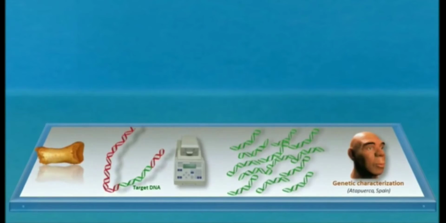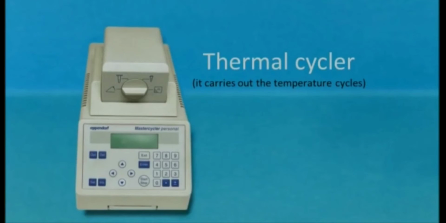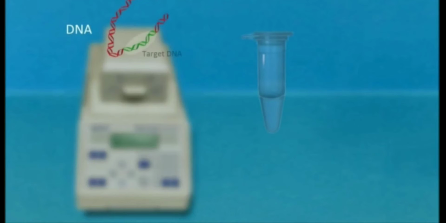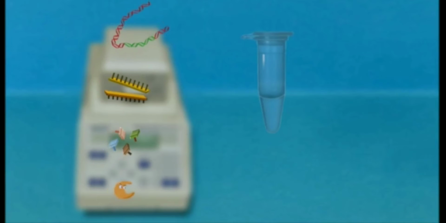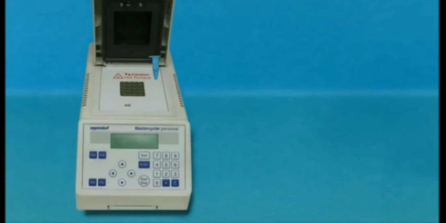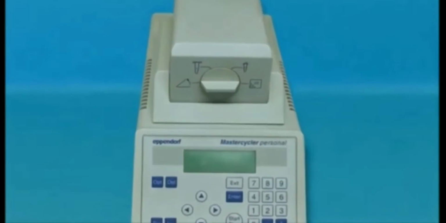The basic requirements of PCR are a DNA template, nucleotide primers, and the enzyme. It carries out a temperature cycle. Here you can see, first of all, we take a DNA template, that is the target DNA, and the nucleotide primers and the polymerase enzyme, usually Taq polymerase, for synthesizing new DNA molecules. So this is the working mechanism of PCR.